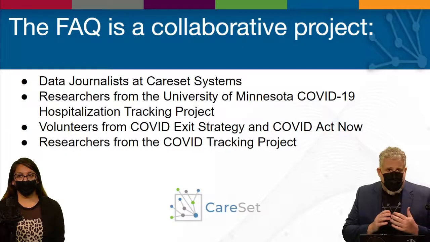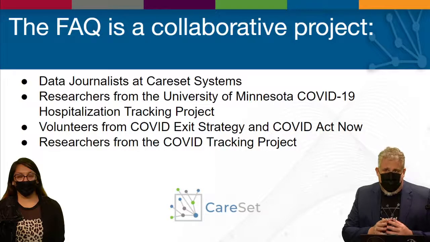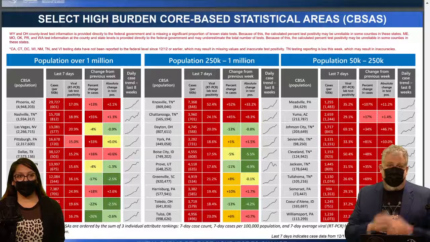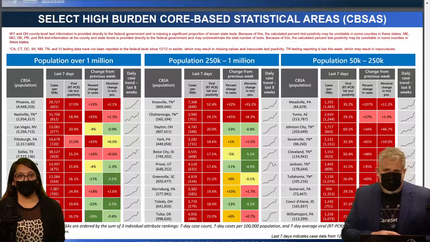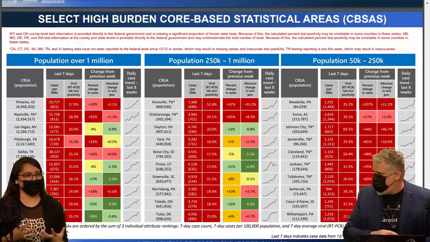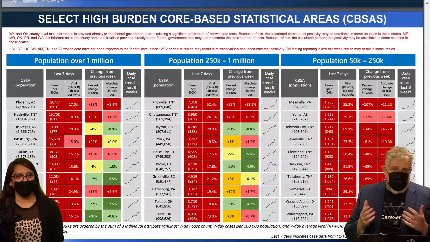So today we're going to be talking about the select high burden information with the core-based statistical areas. And this is what these pages in the PDF look like. And my first question was, what is a core-based statistical area? Which is, I think, it was mine too, right?